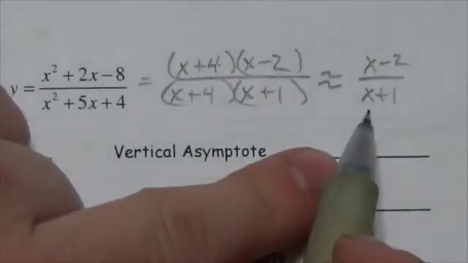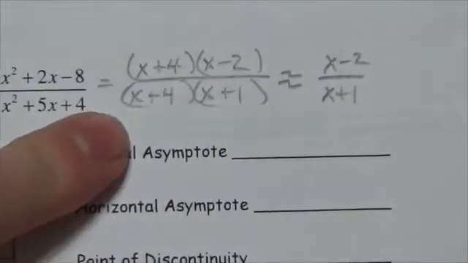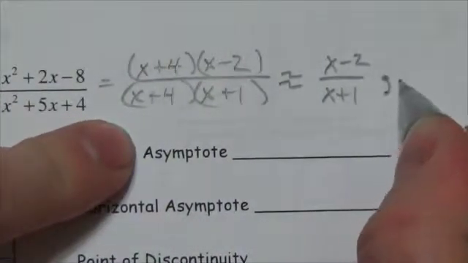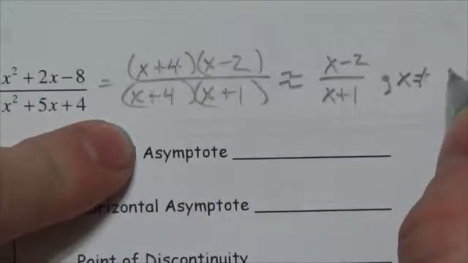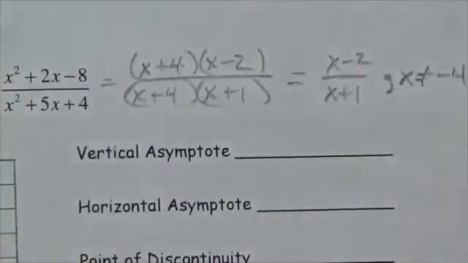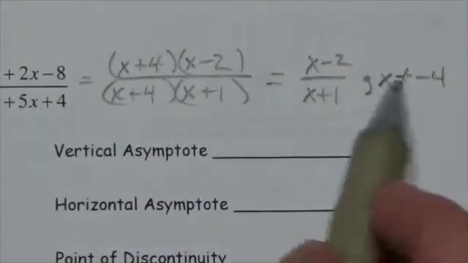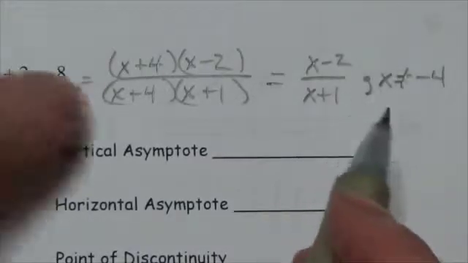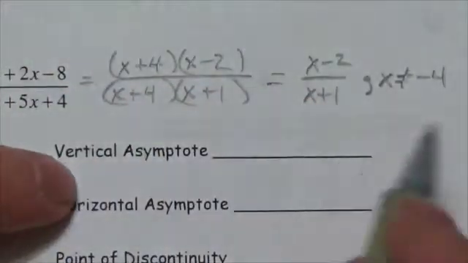They are not equal to each other until I make this little statement right here, until I say x cannot equal negative 4. And as soon as I do that, they become equal to each other. Okay, so I identify this little gap right here. Now these two expressions are equal to each other.